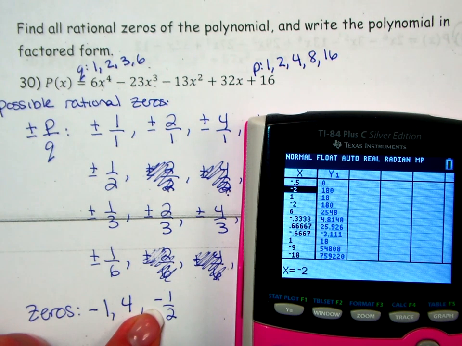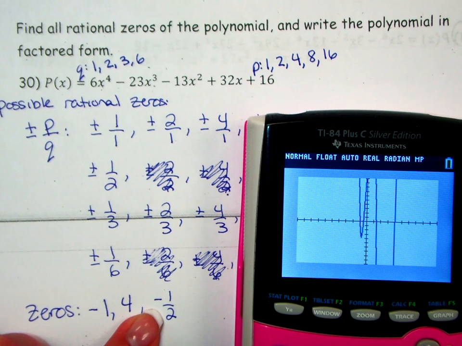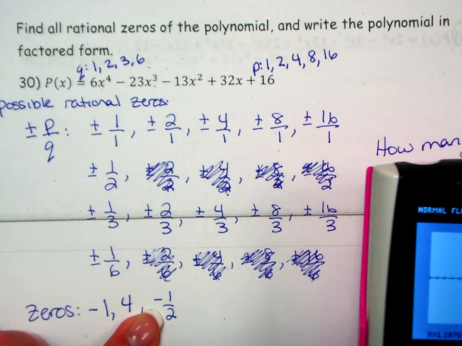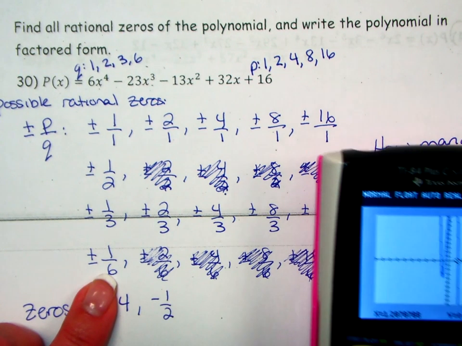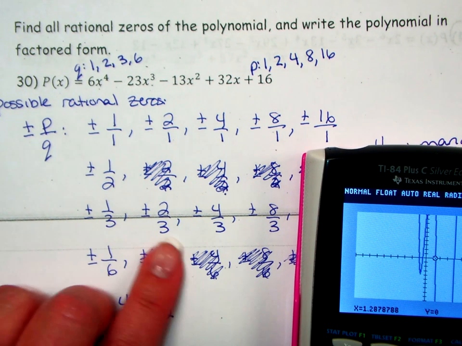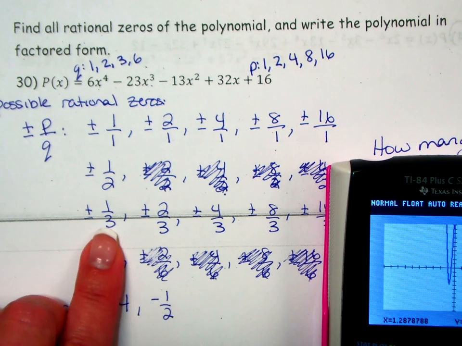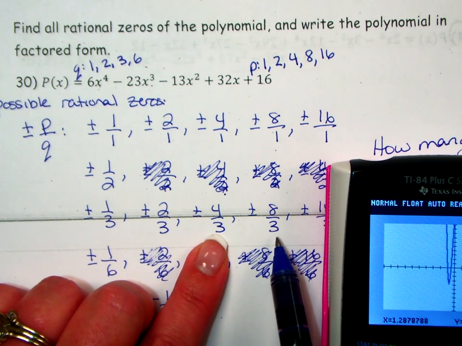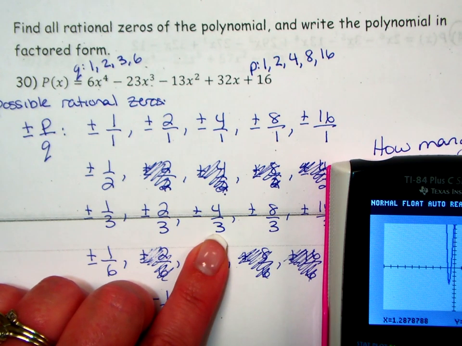So then the other one occurred over here. Let's see if we can get an approximate. 1.2878. So it's greater than 1. So where are fractions greater than 1? 1/3, 2, 4/3 works. 8/3 is greater than 2. So it's probably 4/3.